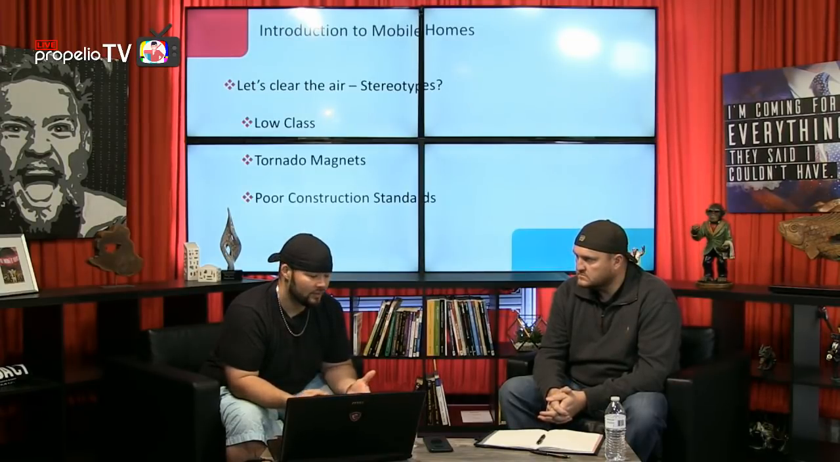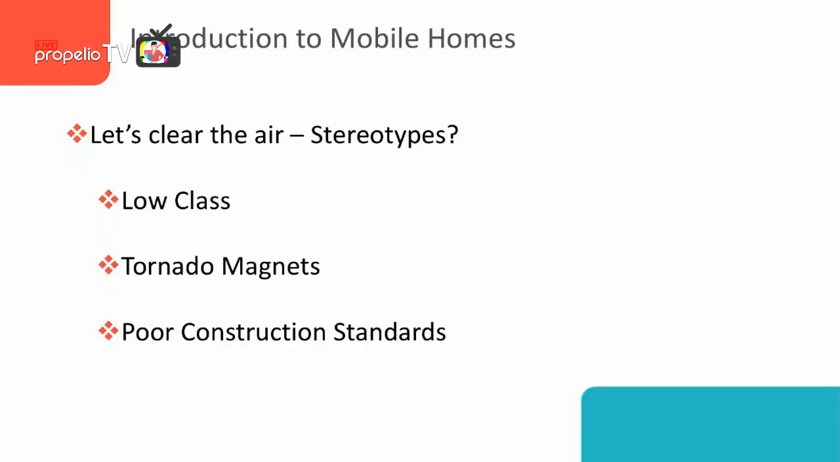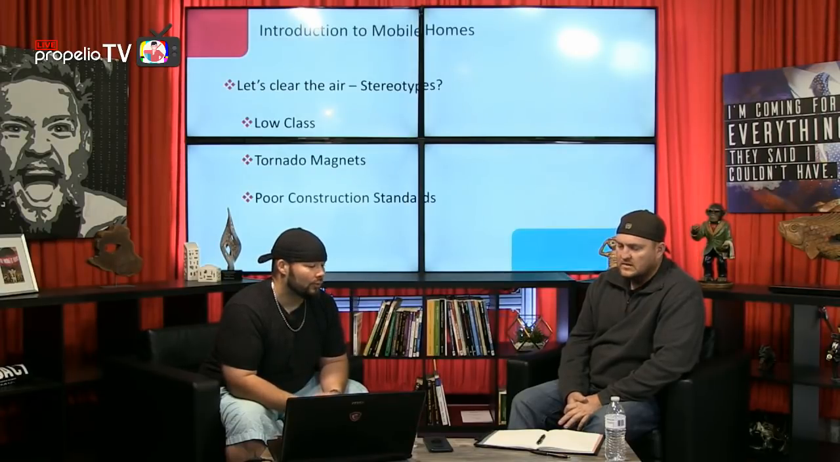Okay, so we've talked about the low class side of it. Let's talk about the tornado magnets side of it, because I need to get the stereotypes out of the way. It's unbelievable how many real estate investors will say, I won't invest in mobile homes. I'm an investor. I invest in numbers. I don't give a damn what the asset class is. If the numbers make sense, I want to invest in it. So for those people that are skipping mobile homes, I feel like they're doing their business a disservice, because they're passing up awesome opportunities for great numbers.